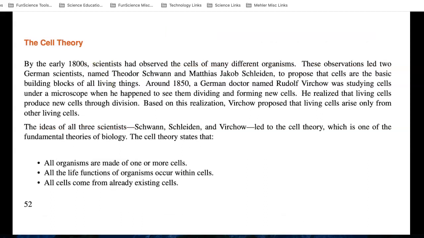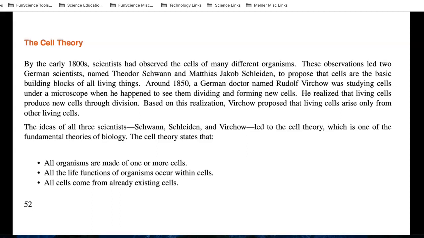led two German scientists by the name of Theodor Schwann and Matthias Schleiden to propose that cells were the basic building blocks of all life. And then a German doctor, Rudolf Virchow, also contributed to what now is known as the cell theory. So these three scientists, Schleiden, Schwann, and Virchow, led to the cell theory.